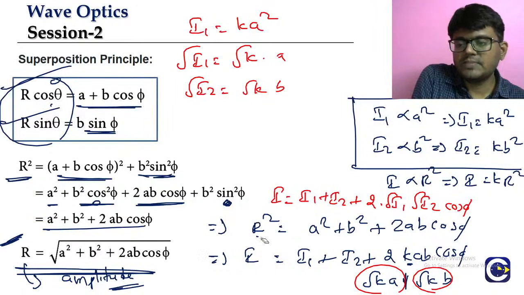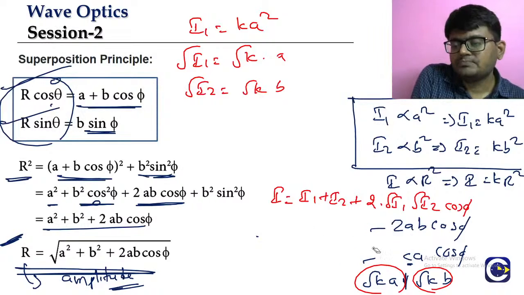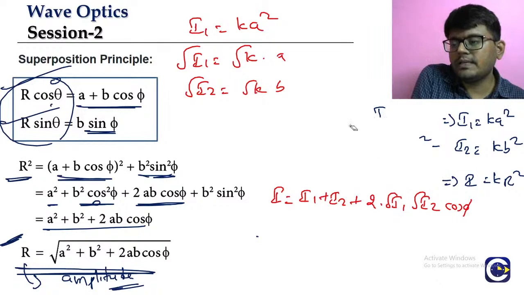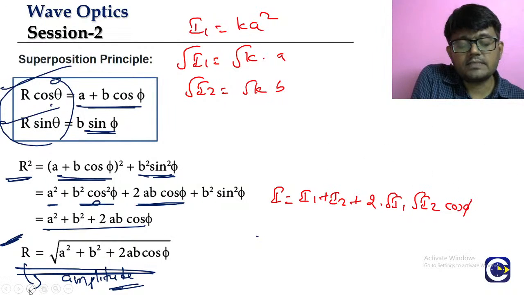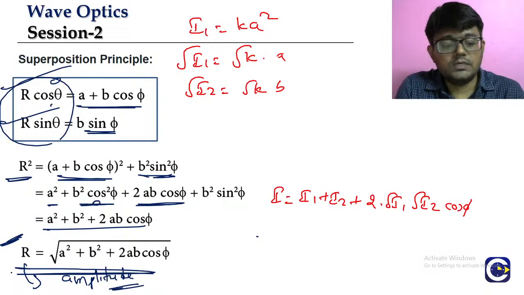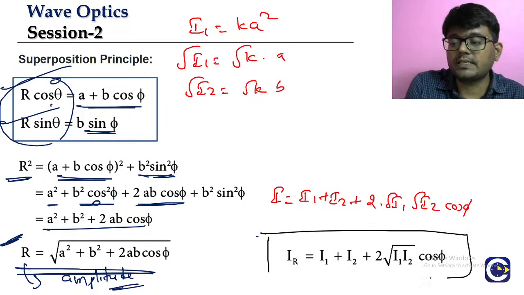That's it. This is the final answer. So what is the final expression? The intensity, right? Intensity function is what? Intensity of that resultant wave will be I1 plus I2 plus 2 root I1 into root I2 into cos phi. Okay, so this is another important result.